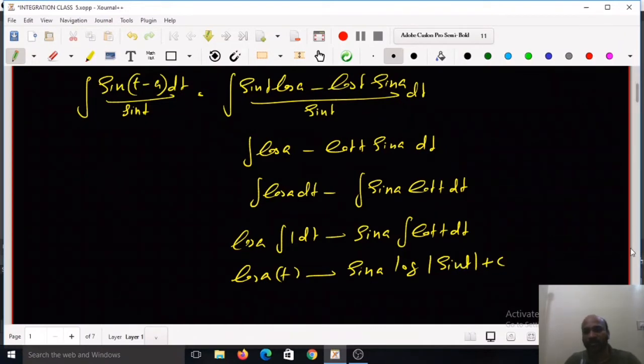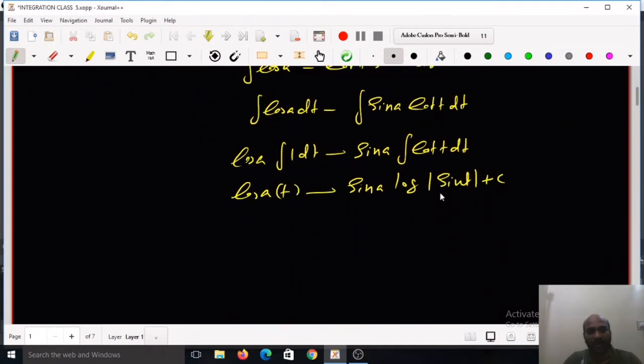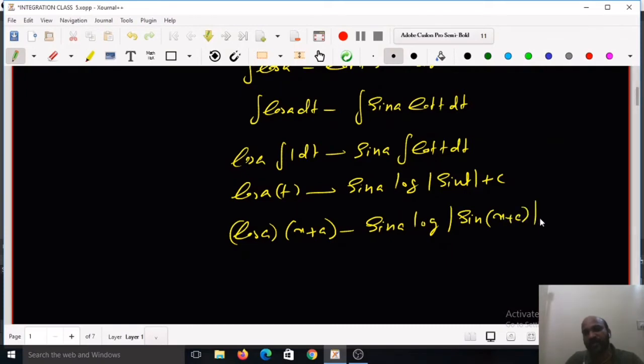Now we can substitute the value of t. What is the value of t? t equal to x plus a. So the answer will be cos a into the value of t, which is x plus a, minus sin a into log mod sin of x plus a, plus c. This is the answer.